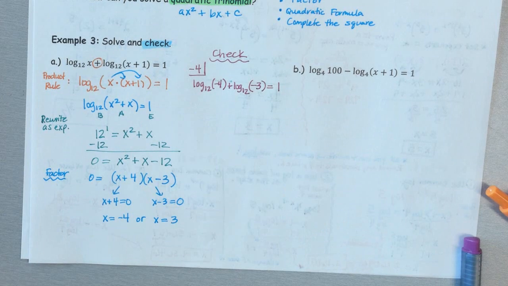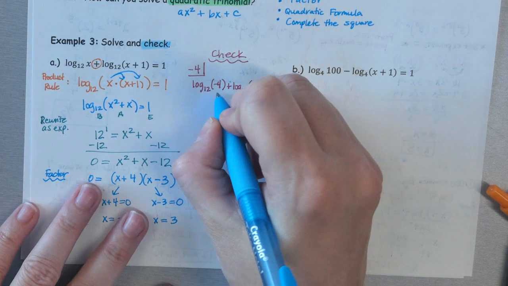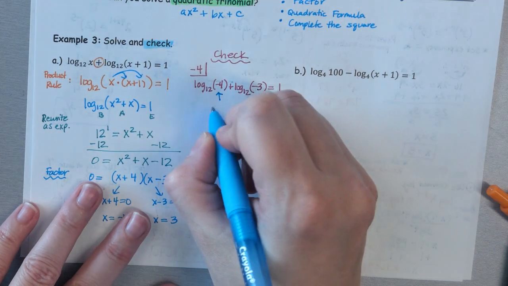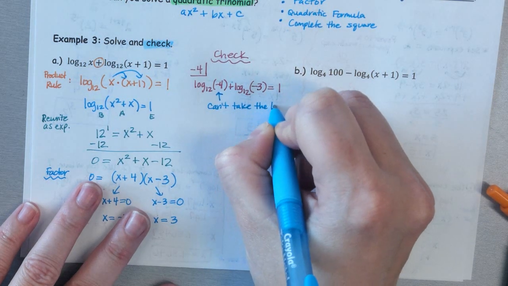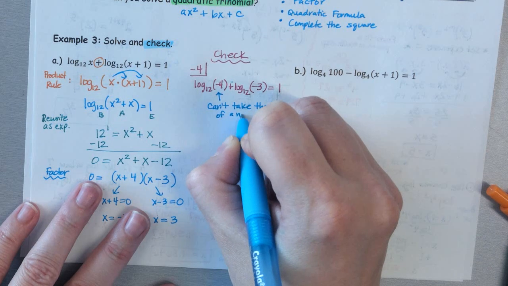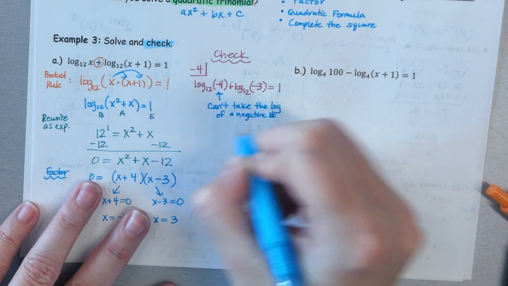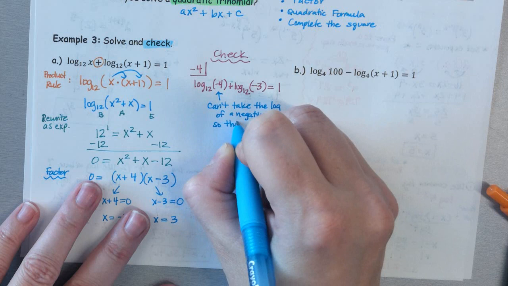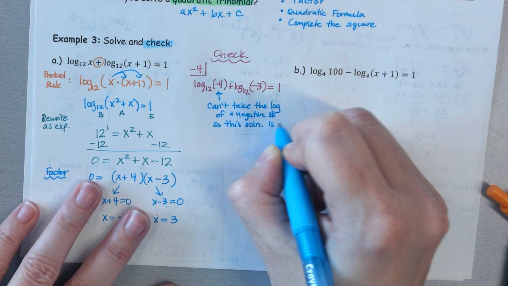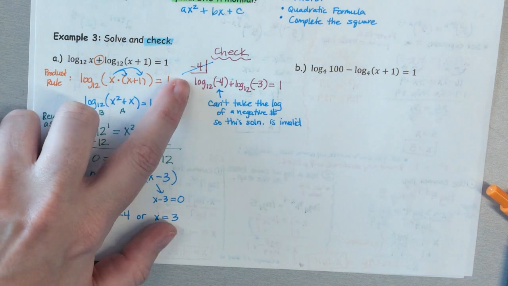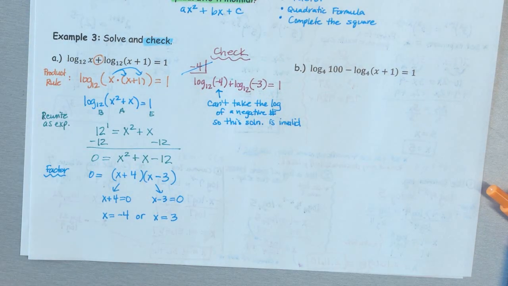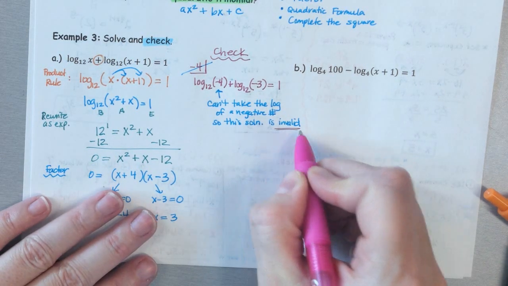So this is where the problem is, and this is why sometimes people get confused. If you have a negative here, you can stop. This is not a valid answer. You can't take the log of a negative number. So this solution is invalid, which means when you're writing your final solution, you are not going to include negative 4. This solution is invalid, not valid.